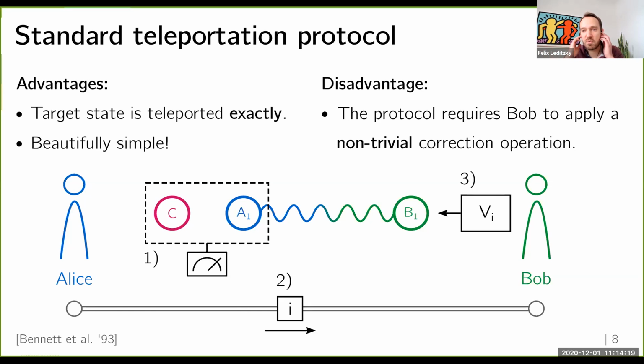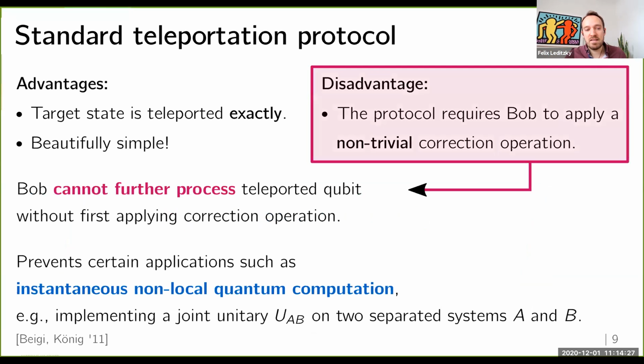And we say that it's a non-trivial correction operation because based on the measurement outcome, he has to apply one of the 4 Pauli matrices to his state. And the problem with this is that in certain applications, what you want Bob to be able to do is to process the teleported state further without Alice having to tell him this measurement outcome. Okay, so in certain applications, which unfortunately I won't be able to go into detail, you don't want Bob to apply this correction operation before doing something further with that state.